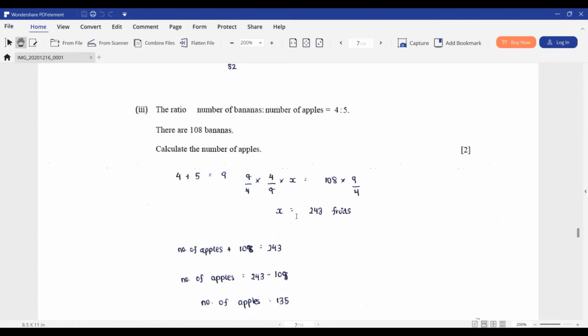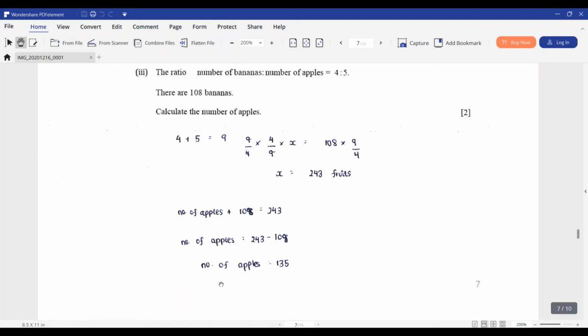So if I take the number of apples, which I don't know, plus the number of bananas, which is 108, so the number of apples plus 108 should be 243. So bring 108 to this side because I need to collect like terms. So the number of apples is 243 minus 108. So the number of apples is 135. This is the number of apples basically now.